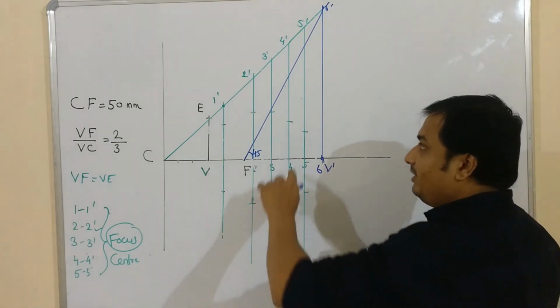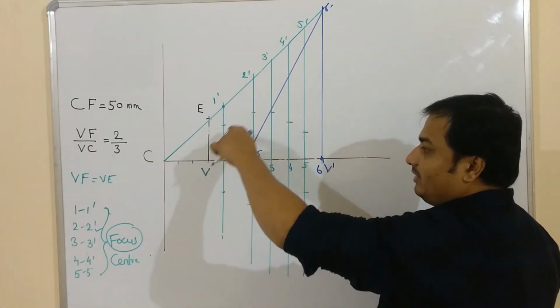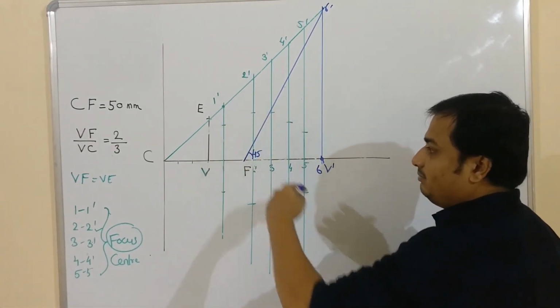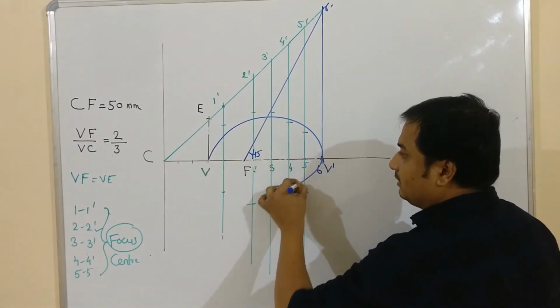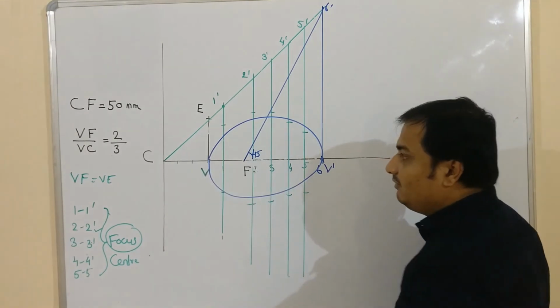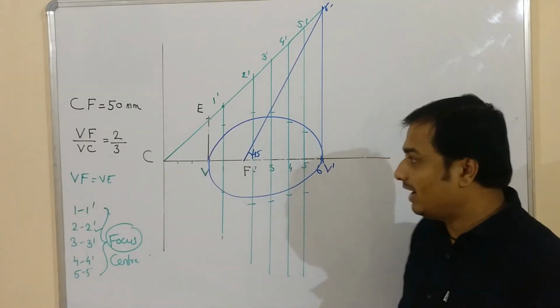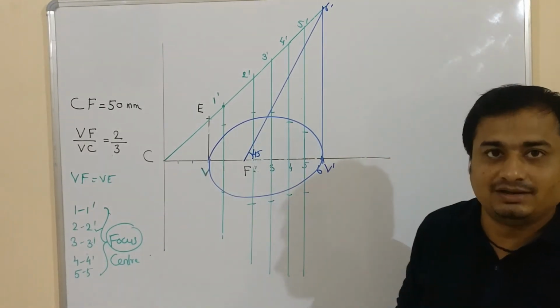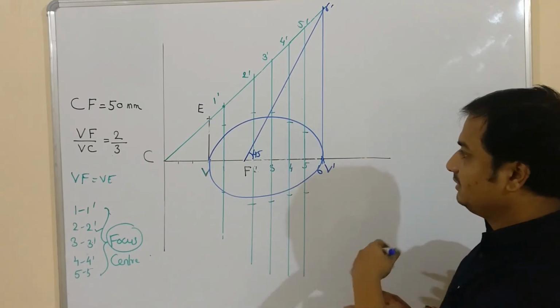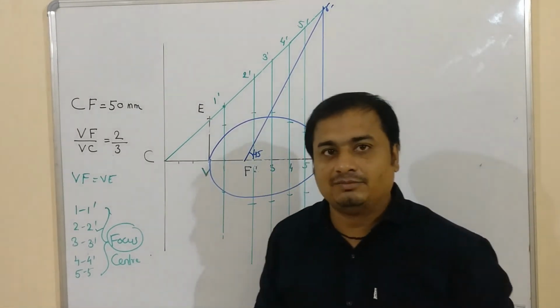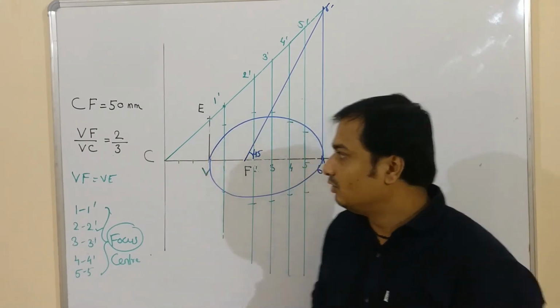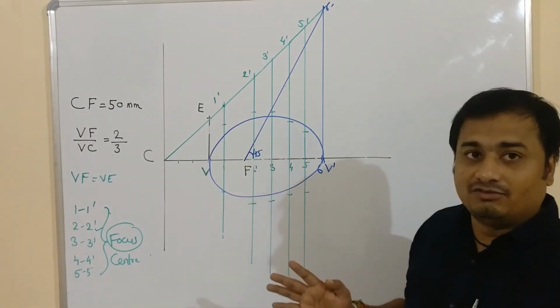So now we have a number of points above the axis and below the axis. Now we will be joining all the points, and we will be getting the required ellipse. I haven't used any technical instrument, that's why the curve is not that smooth. But when you draw by means of instruments, the ellipse is going to be very smooth.